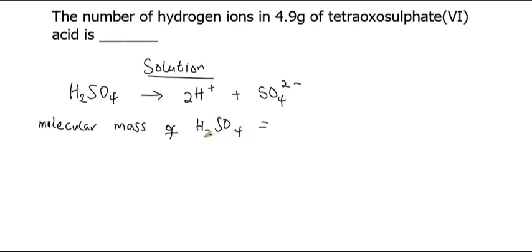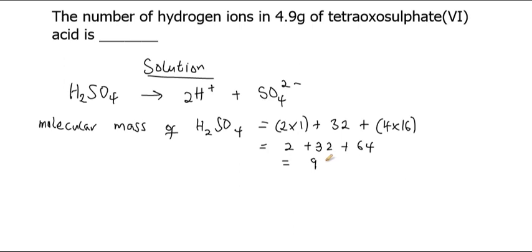So here now we have 2 atoms of hydrogen present and the atomic mass of hydrogen is 1. So we'll say 2 times 1, plus atomic mass of sulfur is 32, plus, for oxygen now we have 4 atoms of oxygen present and the atomic mass of oxygen is 16. So we'll say 4 times 16. So this gives us 2 plus 32 plus 64. And this gives a total of 98 grams per unit.